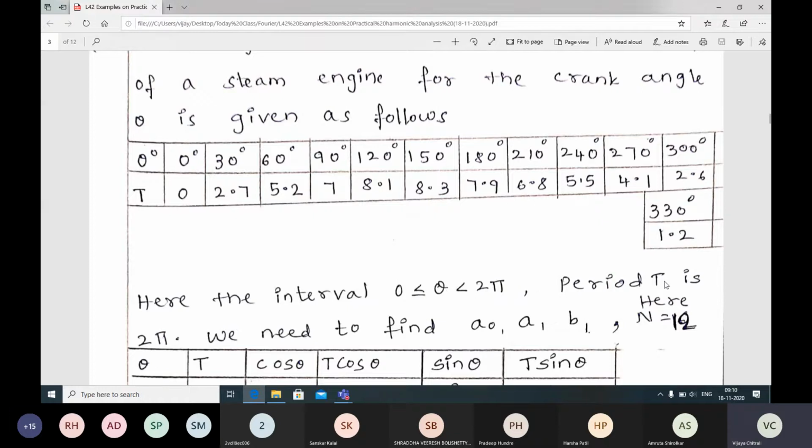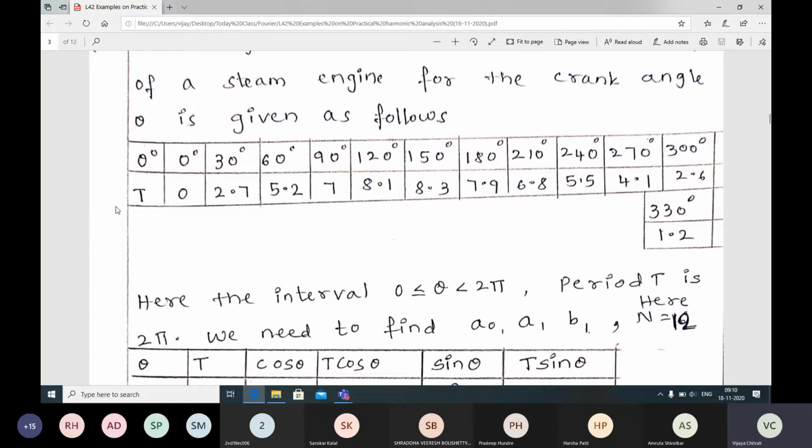So what is the period T here? The period T is again 2 pi, because the starting point is 0 and the ending point is 2 pi. The interval is 0 to 2 pi, b minus a, so 2 pi minus 0 is 2 pi. So the period T is 2 pi. We need to find a0, a1, b1.